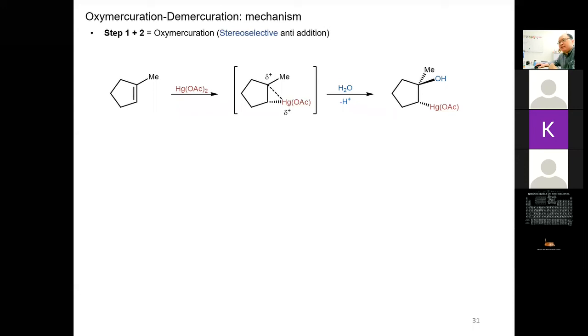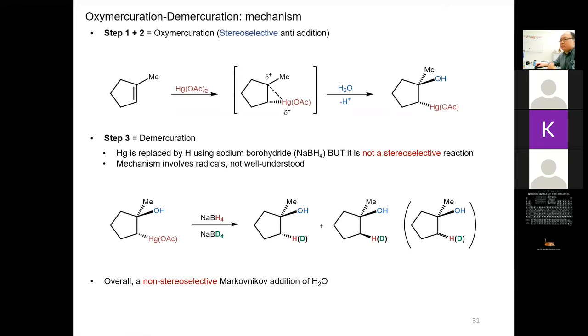But the bad thing about the oxymercuration and demercuration process is that the third step is messy. What does that mean? You have an anti-addition oxymercuration product, in which the OH is on the different side of the mercury, okay? The demercuration usually uses sodium borohydride, which is a hydride source as a reductant. You will learn more about this in an advanced organic chemistry course.